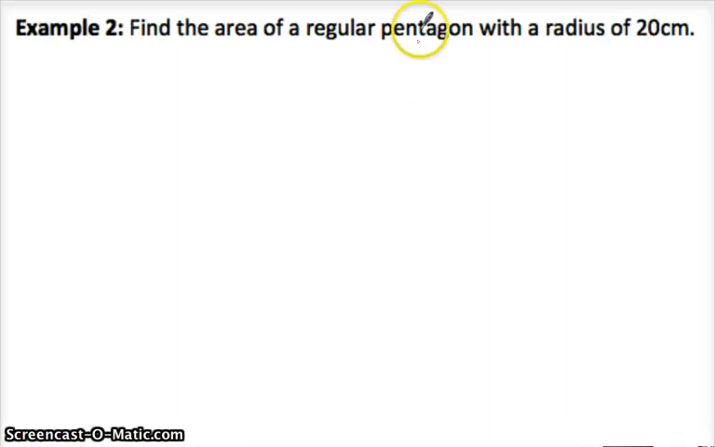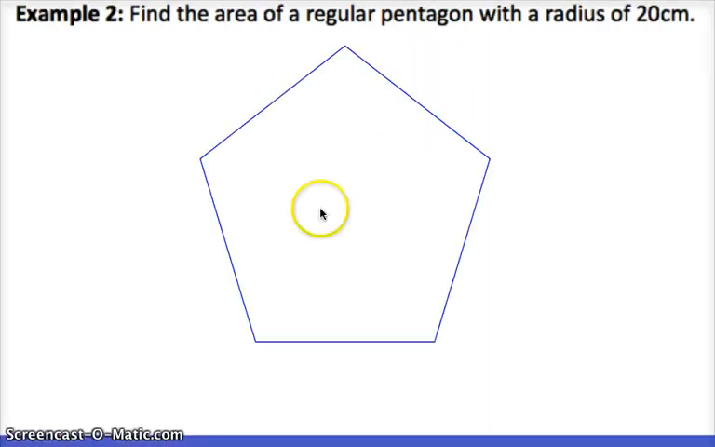Finally, a regular pentagon with radius 20. Let me draw a nice pentagon. All right, pentagon with radius 20. This is not perfect, but it's not bad. Okay, that's supposed to be 20.